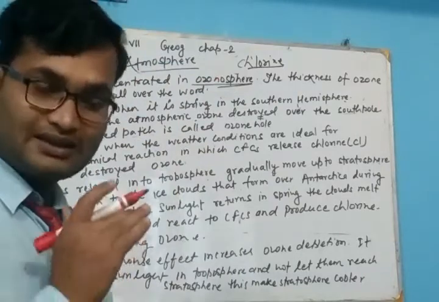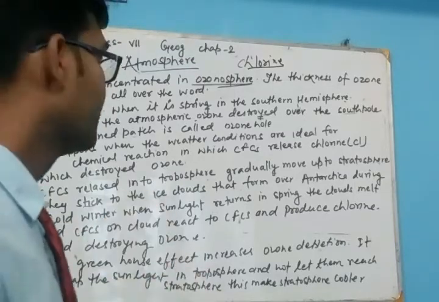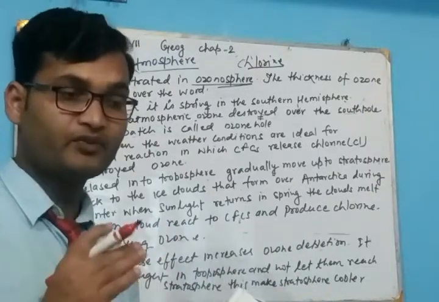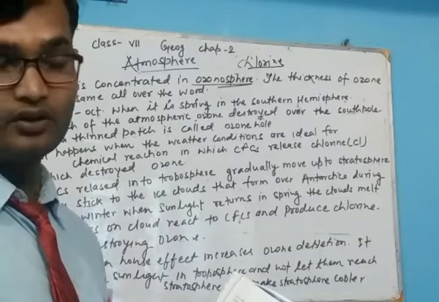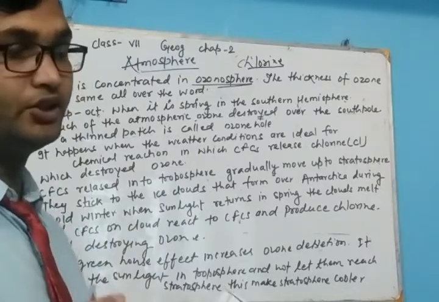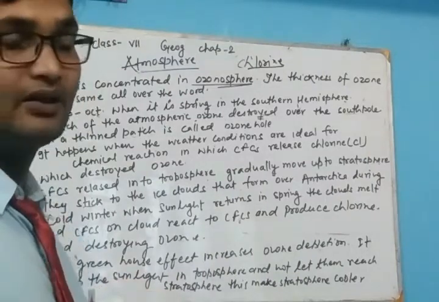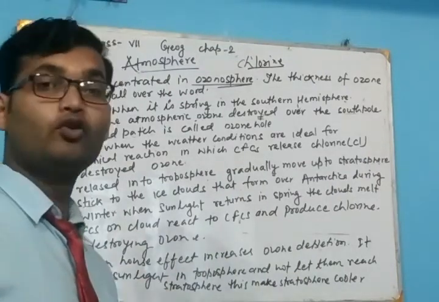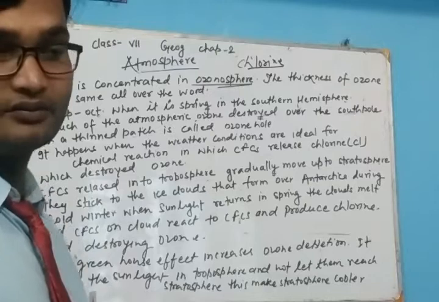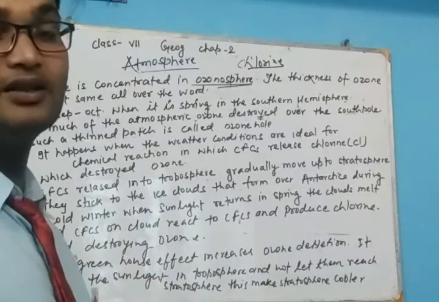CFCs stick with the ice cloud and move up to the stratosphere. When it is summer, meaning when the sun goes to the Tropic of Capricorn, the Antarctica, meaning the South Pole, gets heated, due to which this cloud starts melting. When it melts, the chlorofluorocarbon reacts and releases chlorine, and this depletes the ozone layer.